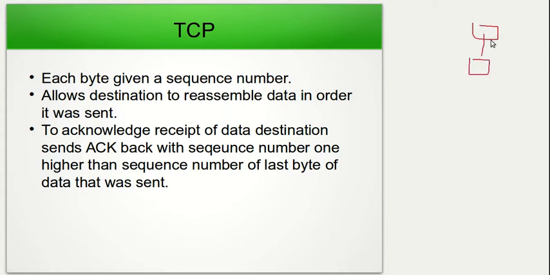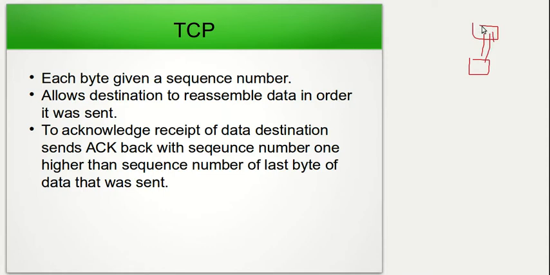Bytes that have a lower sequence number are bytes that were fed through first by the application to TCP. Bytes with a higher sequence number are bytes that were fed through afterwards. Essentially, by giving each byte a sequence number, our destination device can reassemble the data in the order that it was fed to TCP from the application.